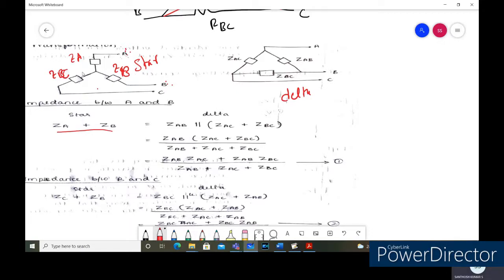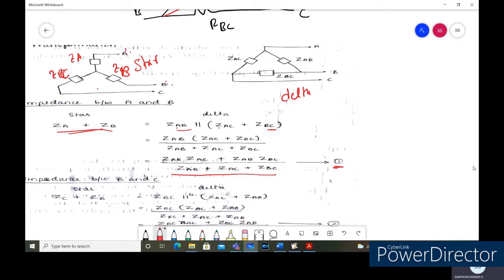Since this is open circuited, the impedances ZA and ZB are connected in series, so we have assumed ZA plus ZB. And if you look between ZA and ZB, this is open circuited. So ZAC comes in series with ZBC, and this is in parallel with ZAB. So ZAB is in parallel with ZAC plus ZBC, and we know how to convert this: it is the product of these two divided by the sum of the impedances. By taking the product, we got this expression. Let us call this equation number one. So we found the impedance between nodes A and B.